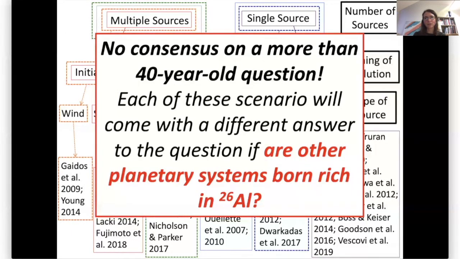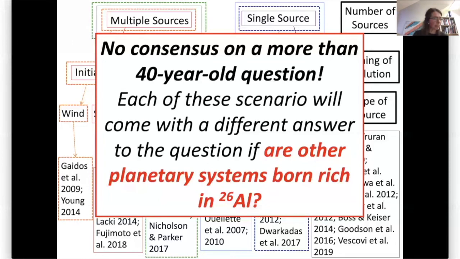And the other issue here is that if we want to not only understand the solar system, but every other star, if they have aluminum-26 or not, each of these scenarios will give us a different answer to the question of whether other extrasolar systems have aluminum-26 or not. So it has very, very deep implications which one we decide to be the correct one.